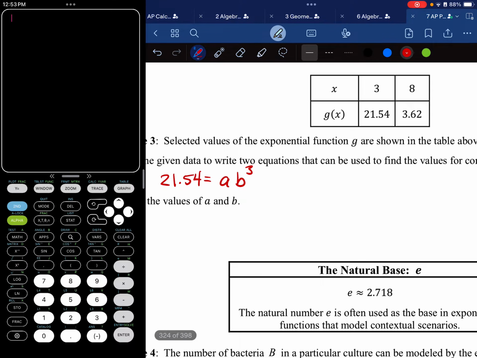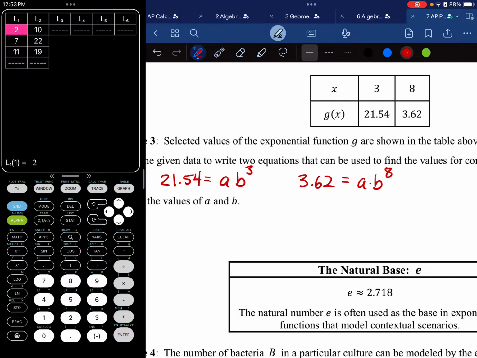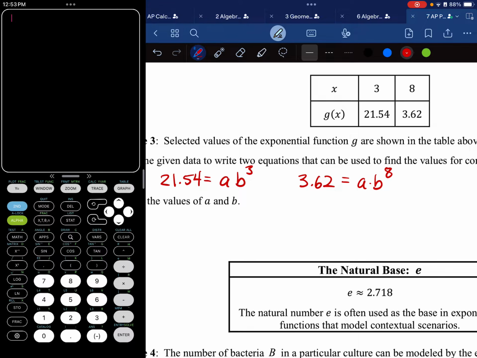And then the next equation is going to be 3.62, and that's going to be equal to a times b to the power of its input, which is going to be 8. All right, we have our equations. Let's go ahead and enter them into our calculator. So I'm going to go to my stat edit, and let me clear out everything here. I want to clear, enter, go over here and clear everything, enter.